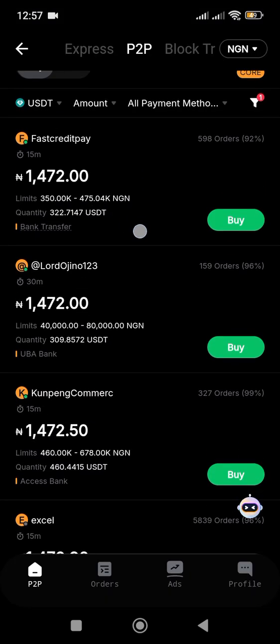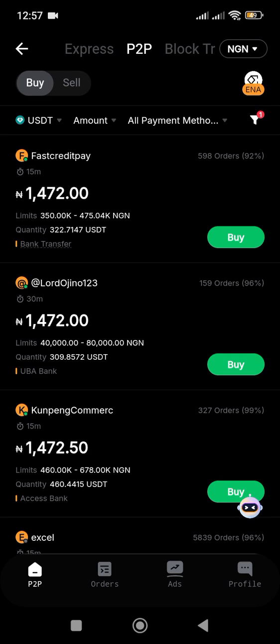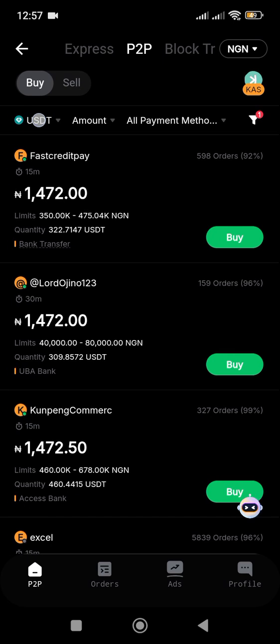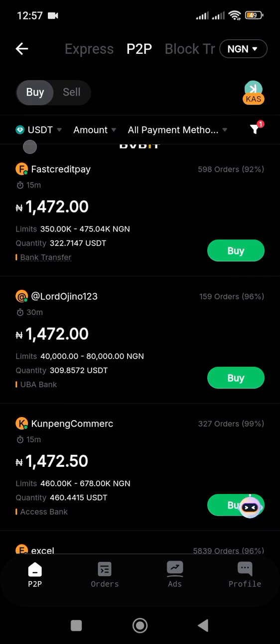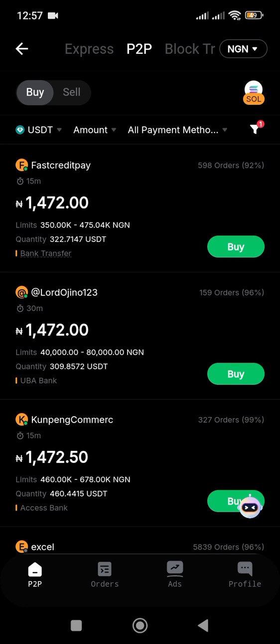So back to our P2P platform. I just showed you how to select the token you want to buy or sell. This is USDT. What I usually trade here is USDT, that's why you're seeing USDT in the background of my own, and some people have USDT as default, but you can change it to any token of your choice that you want to buy or sell. All right, so now this is buy, this is sell.